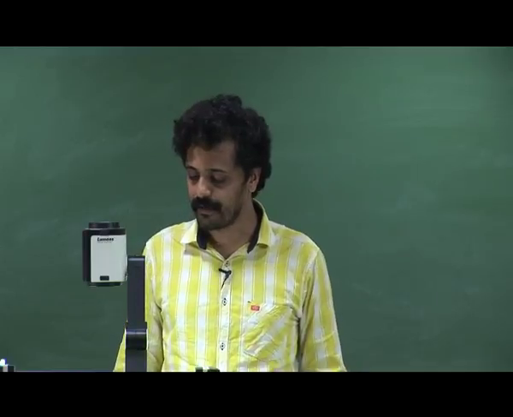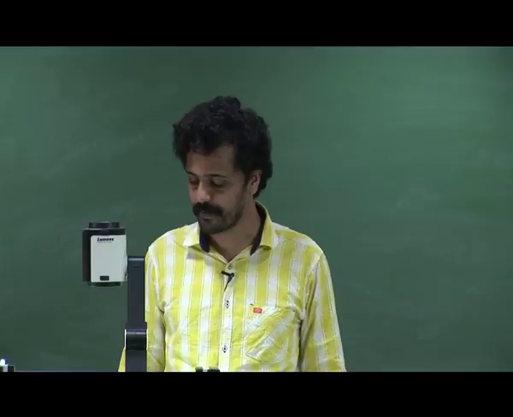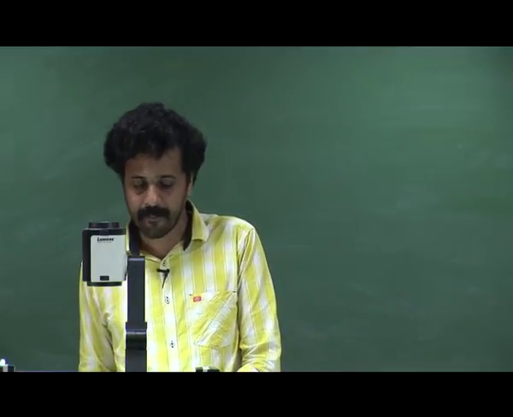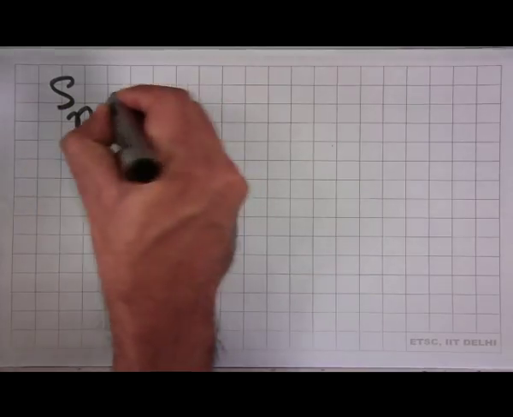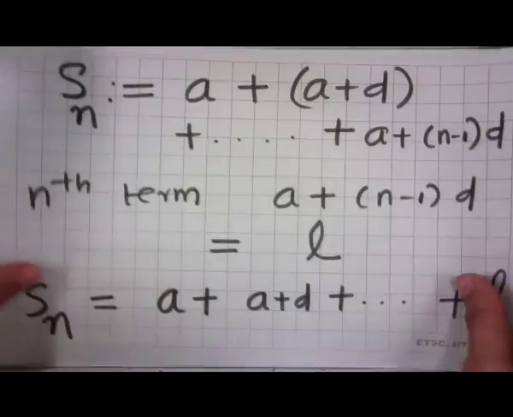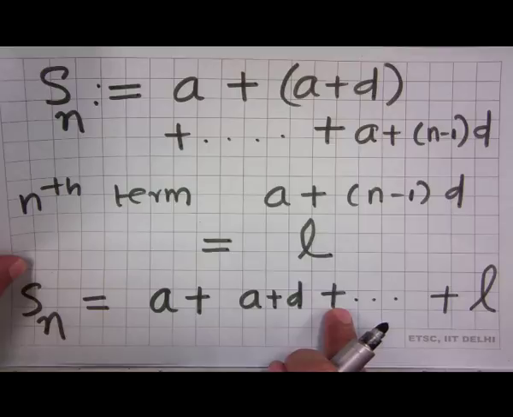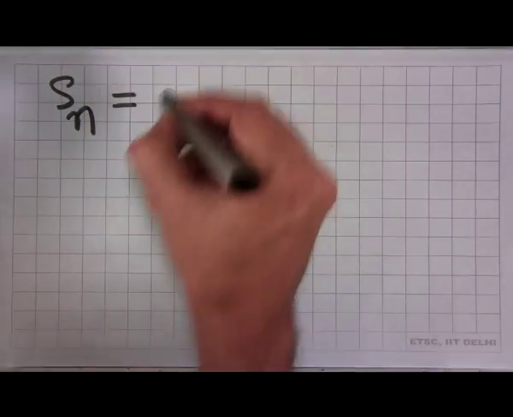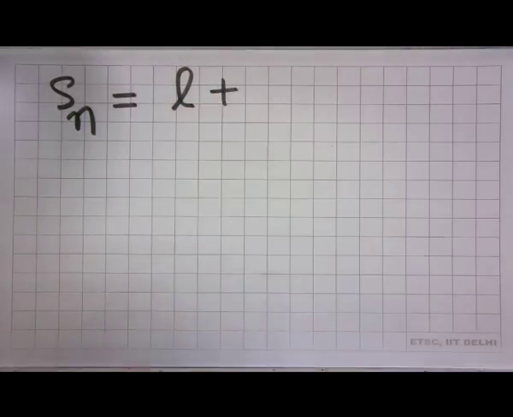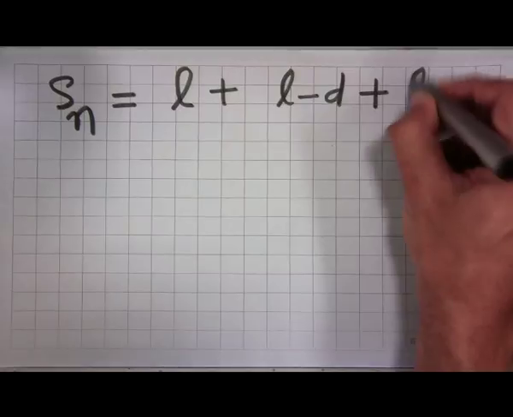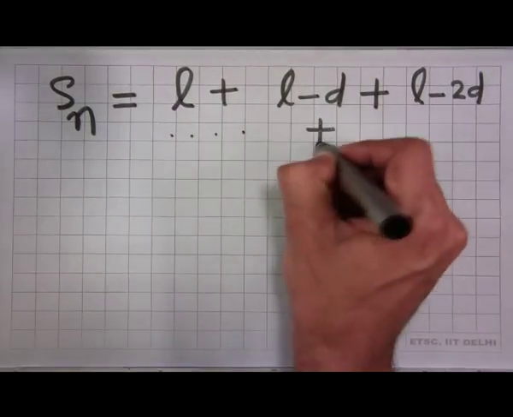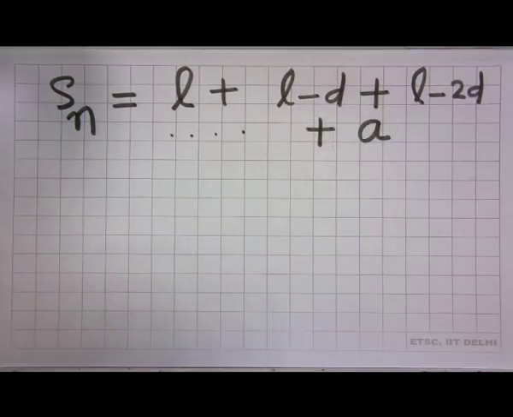Remember the idea of summing the first 100 natural numbers. We have grouped it. Adapting it with a slight modification, we can write Sn also as, remember Sn is a plus a plus d plus etc. plus L. This can be written also as the last term L plus the term previous to L. Can you tell what it will be? L minus the common difference, isn't it? Plus the term previous to it, L minus 2d, and so on, until we reach the first term a. So, instead of writing from a to L, we are writing from L to a.